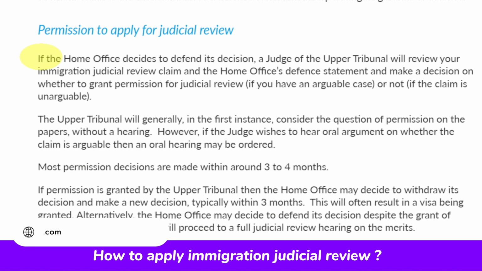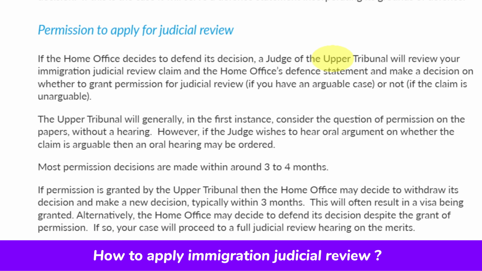Now, what happens after that? If the Home Office decides to defend its decision, a judge of the upper tribunal will review your immigration judicial review claim and the Home Office defense statement and make a decision on whether to grant permission for judicial review or not. Most permission decisions are made within around 3 to 4 months. If permission is granted by the upper tribunal, then the Home Office may decide to withdraw its decision and make a new decision, typically within 3 months.